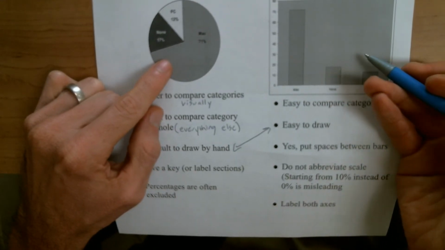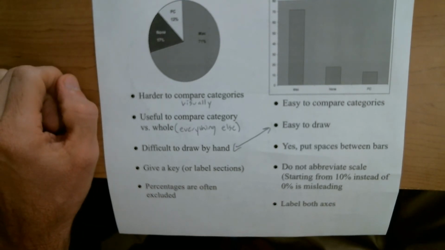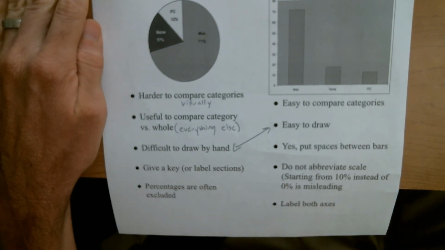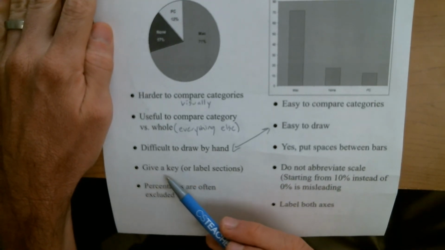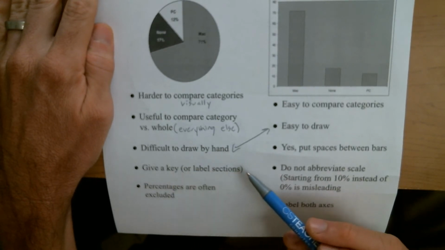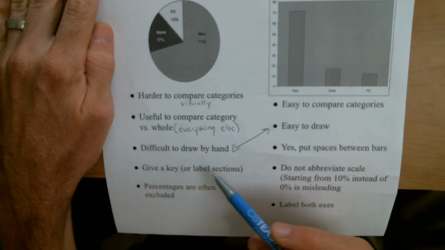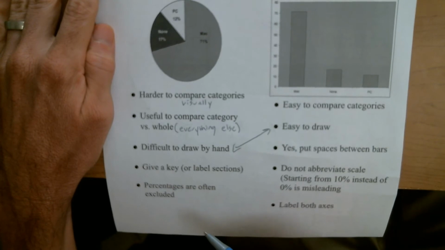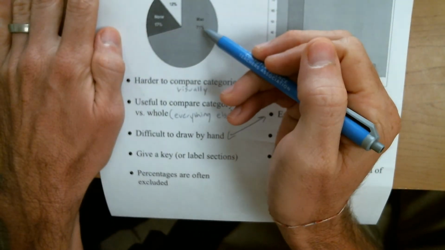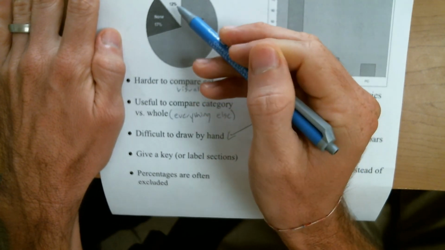This one, you need like a ruler, maybe a piece of graph paper, depending on how specific you want to get. But much easier. Things to keep in mind, there should always be some sort of key, or at the very least, label your sections, one or the other, to make sure that somebody can properly interpret the graph. Percentages are often excluded, but they don't have to be. All right, so we can put the percentages right on there, and then that makes it much easier to see.